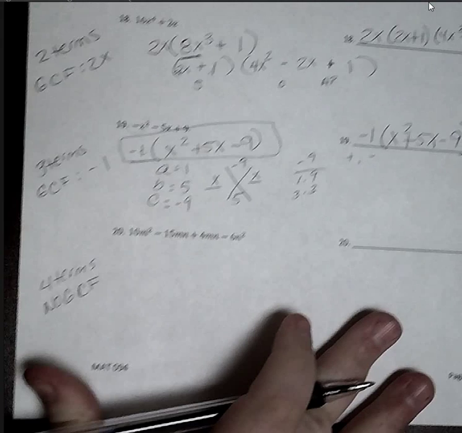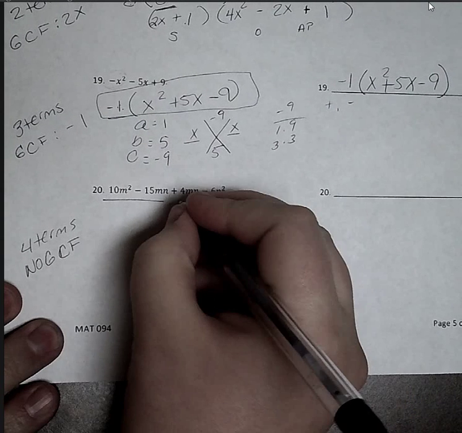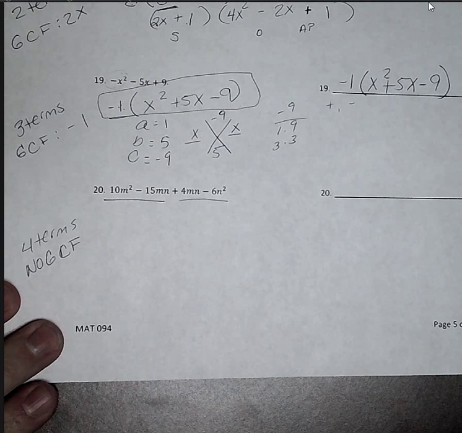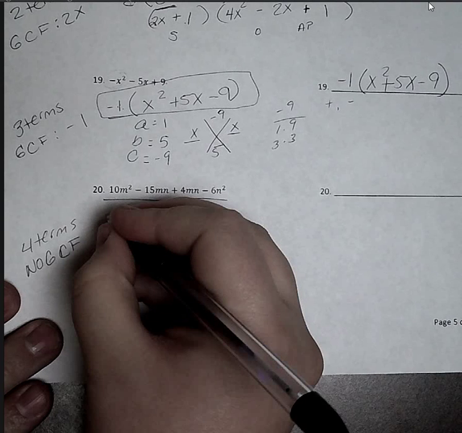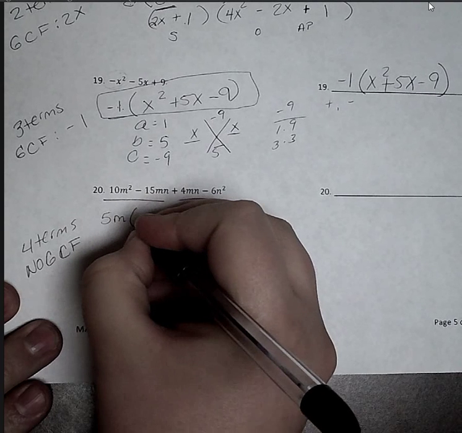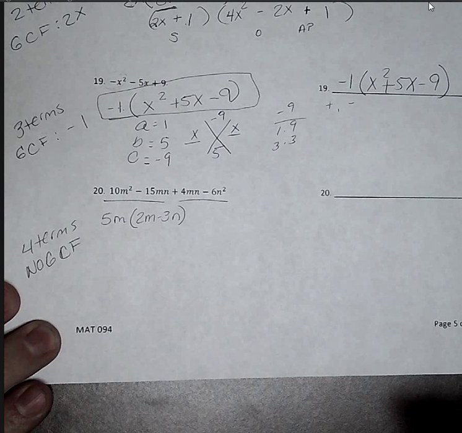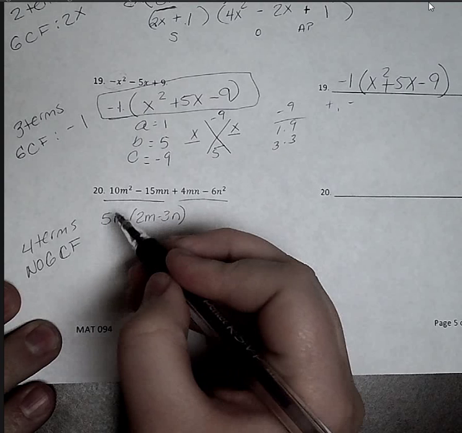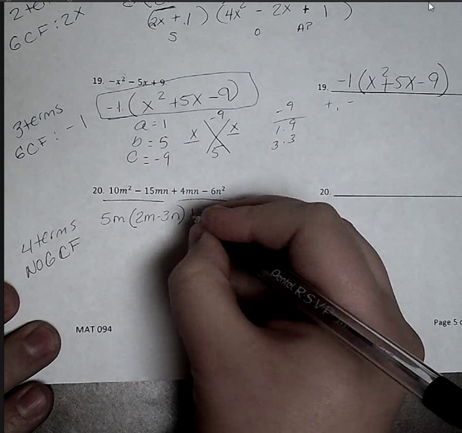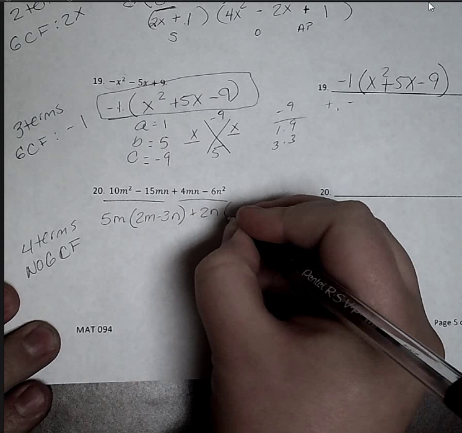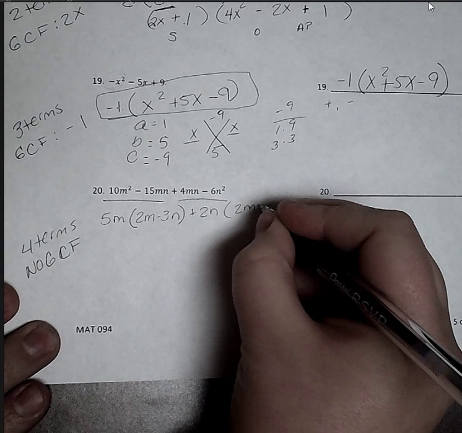Now looking on to number 20, the last one of this practice test. Underline your first 2 terms. This is grouping because it's 4 terms. So your GCF of the first 2 terms is going to be 5m, which leaves you with 2m minus 3n. Okay, where we divided both of these by 5m to get that answer. Then we pull out a 2n. When we divide both of those by 2n, we get 2m minus 3n.